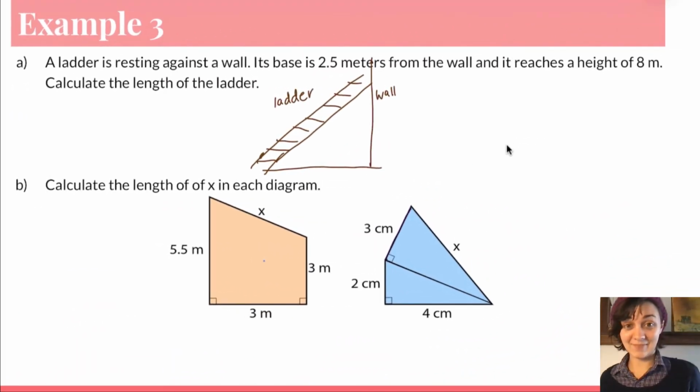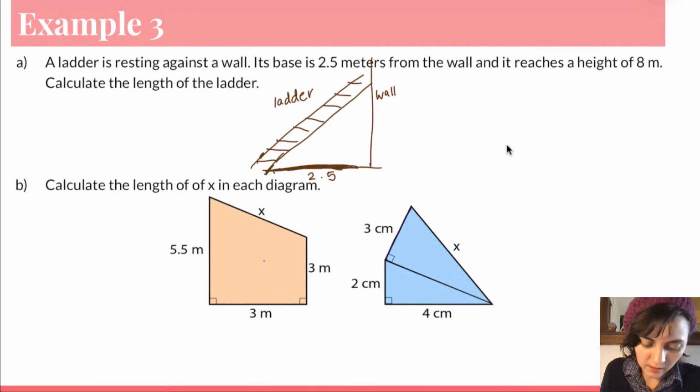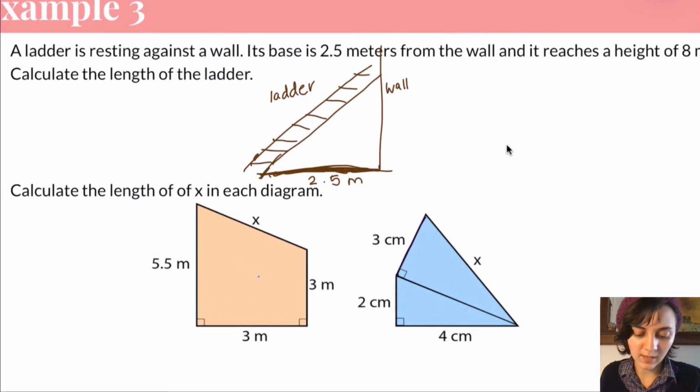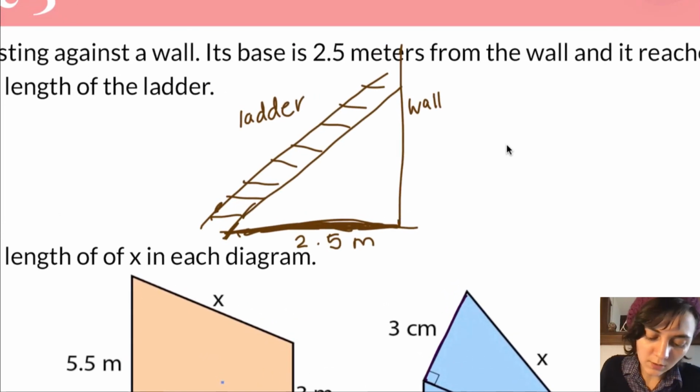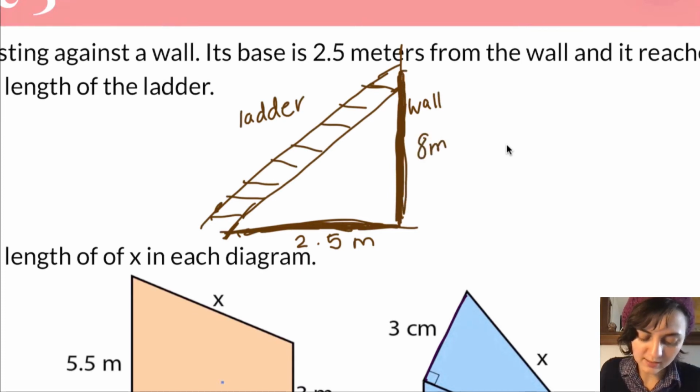This is what it looks like to me. It's a ladder leaning against a wall. And then we got to fill in some numbers. So the base of the ladder is 2.5 meters from the wall. So that's this distance here, 2.5. The base of the ladder is the bottom of the ladder. So the bottom of the ladder is 2.5 meters from the wall. That's what that looks like. And then it reaches a height of 8 meters. So the top of the ladder right here reaches a height of 8 meters. So that is that length here.